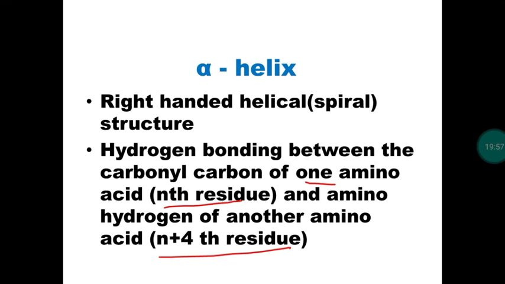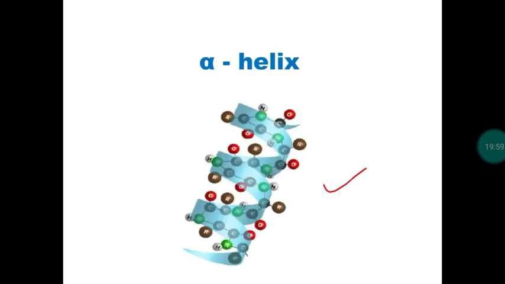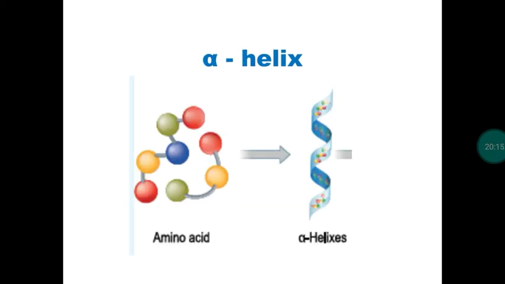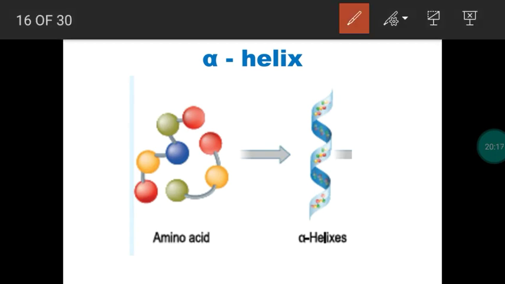So this is right-handed helical or spiral structure of protein. So this is secondary structure. Hydrogen bonding exists between the amino acids, between the N and the N plus 4th residue. So this picture explains the formation of helical structure. This is the primary structure of amino acid.